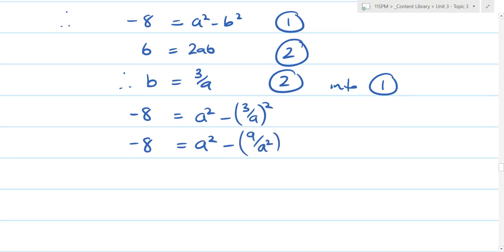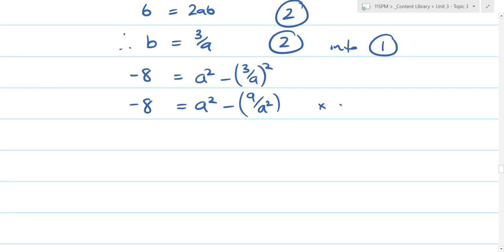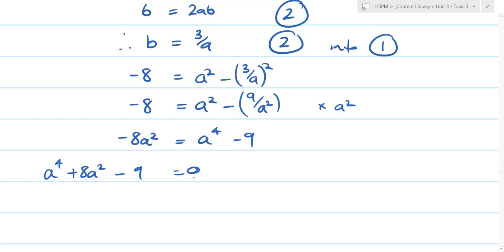And then I can multiply everything by a squared. I get negative 8a squared equals a to the power 4 minus 9. This comes out as a quadratic, so I shift everything across. I get a to the power 4 plus 8a squared minus 9 equals 0. I actually get 4 answers out of this, but I've got a quadratic now, which gives me 2 answers. And then I end up with a plus or minus, so I get 2 answers for my other one as well.